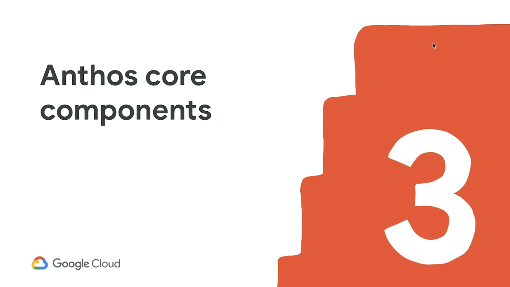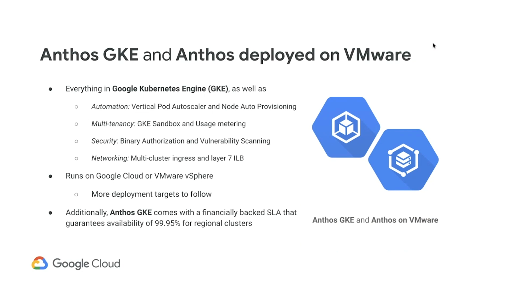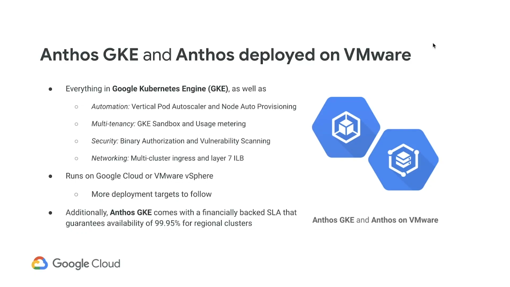So let's deep dive into some of the core components for Anthos. From a Kubernetes point of view, Anthos ships with 2 offerings, Anthos GKE and Anthos deployed on VMware. Anthos GKE is the same GKE on cloud, but has additional things like automation, multi-tenancy, security, and networking. Apart from that, one of the important things behind Anthos GKE is it is backed by a financially backed SLA, which essentially means that there is an SLA for uptime for Anthos.